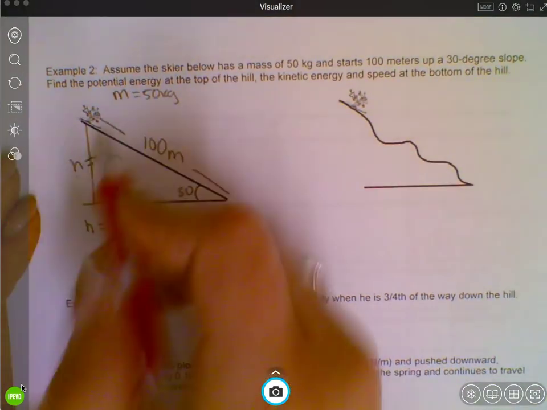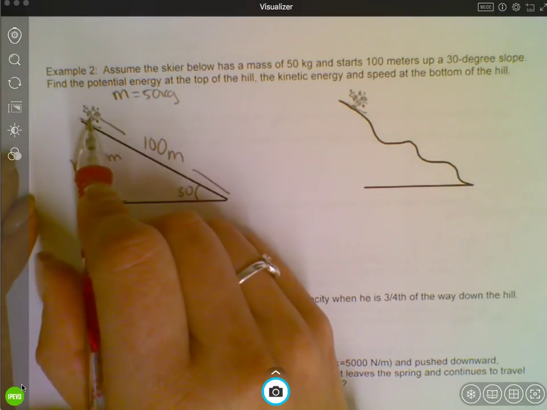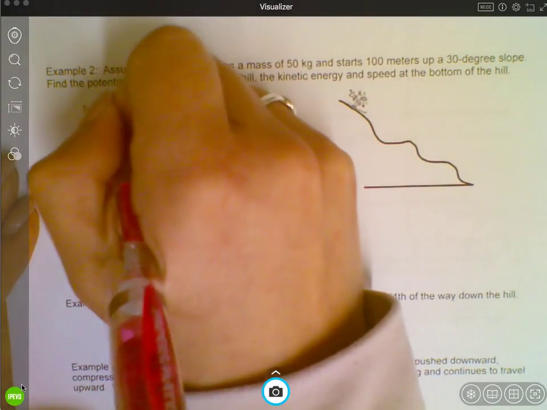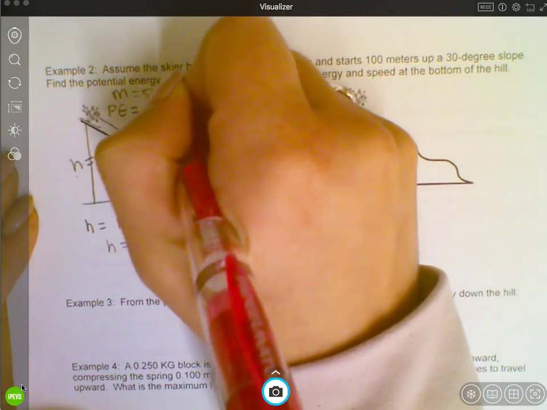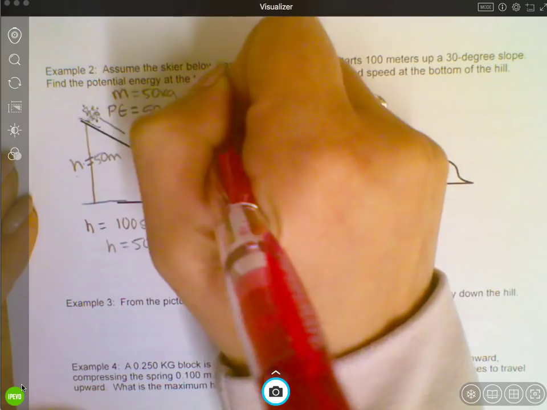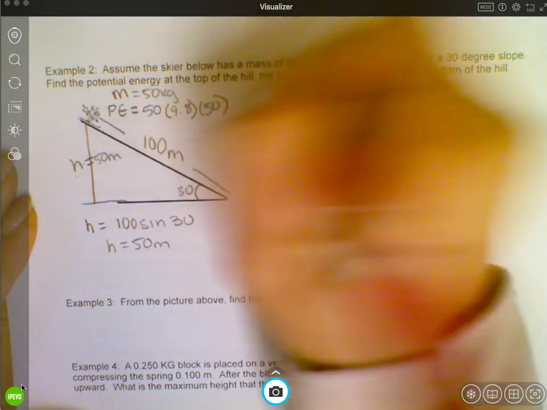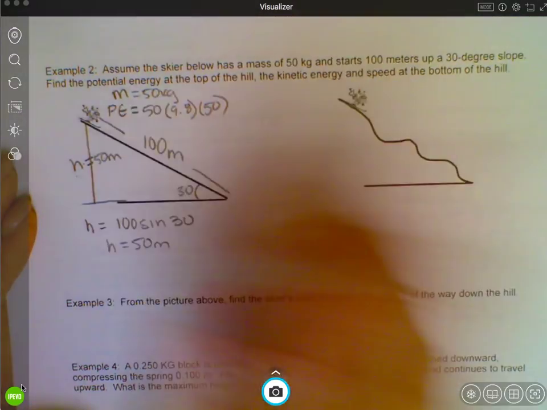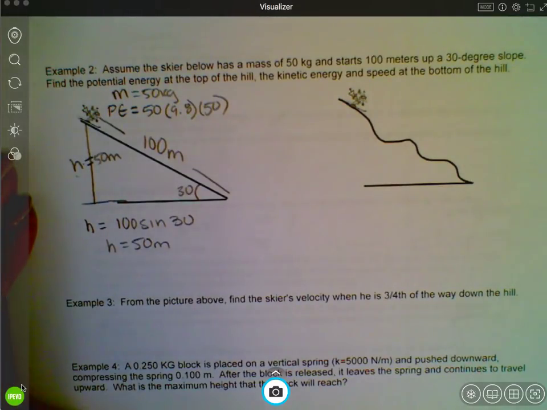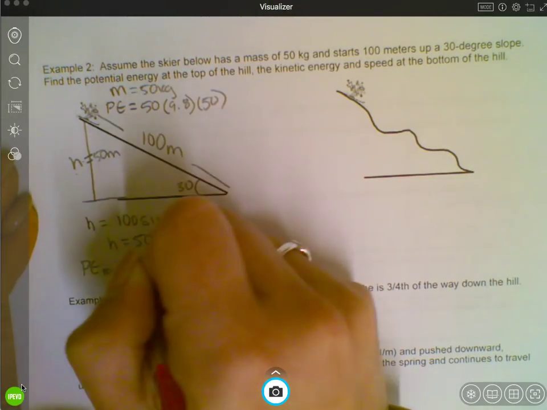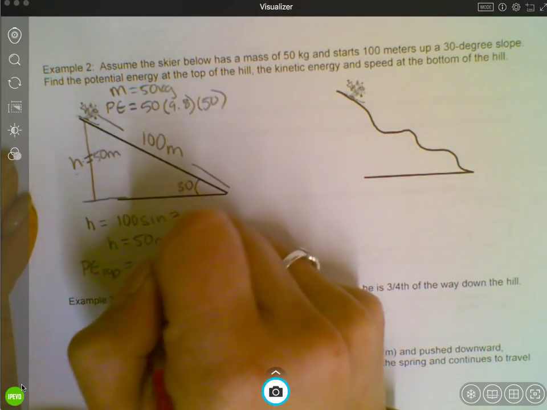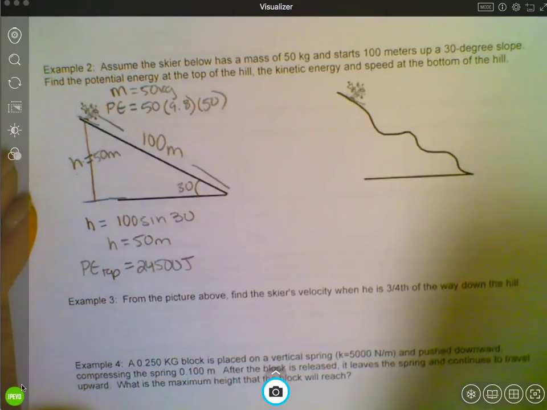So if we want to know the potential at the top of the hill, meaning he starts from rest, the potential energy at the top of the hill would be his mass times gravity times height. So 50 times 9.8 times 50. The potential energy at the top is equal to 24,500 joules.